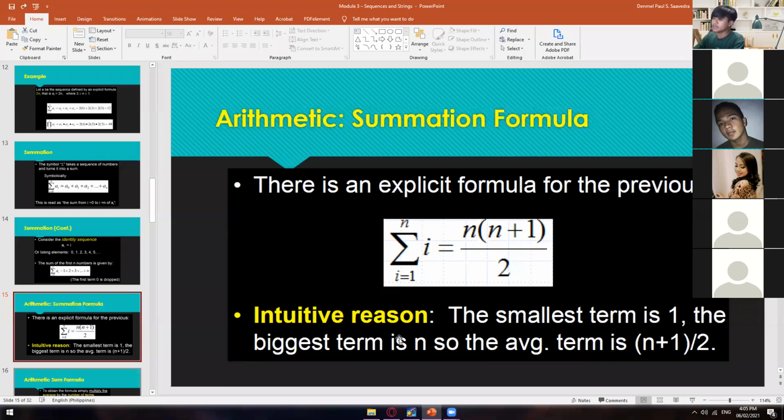So here's the intuitive reason. The smallest term is 1. So the biggest term is n. So the average term is n plus 1 divided by 2. So for you to be able to get the average of this one, we have this formula, n plus 1 divided by 2.